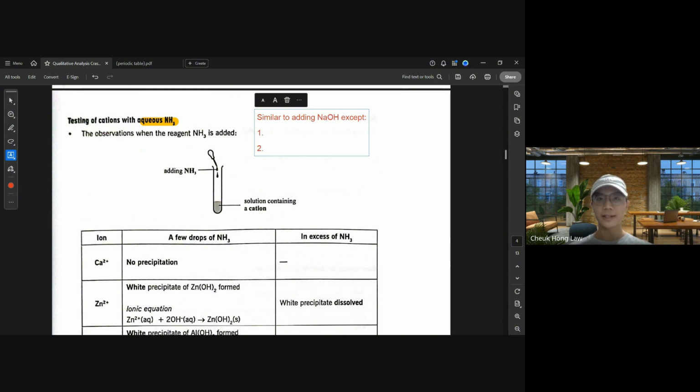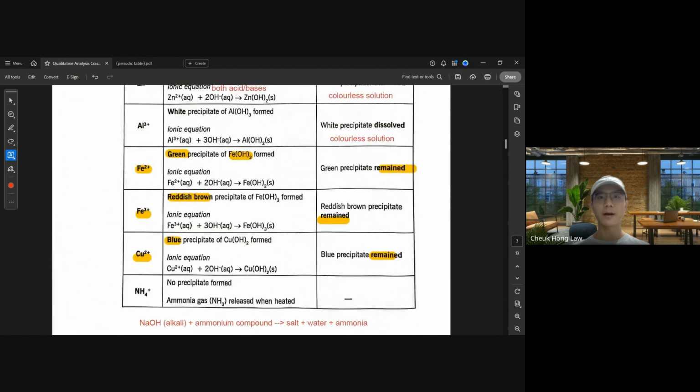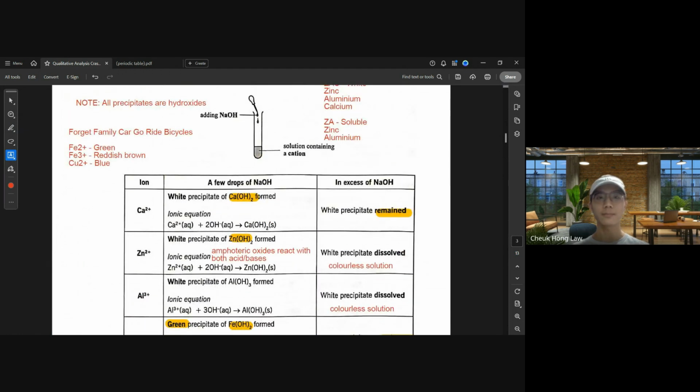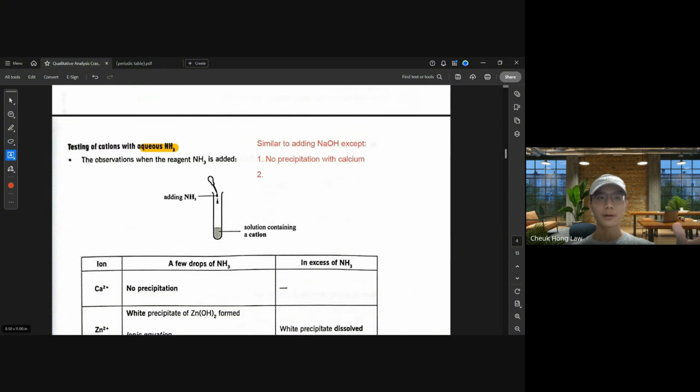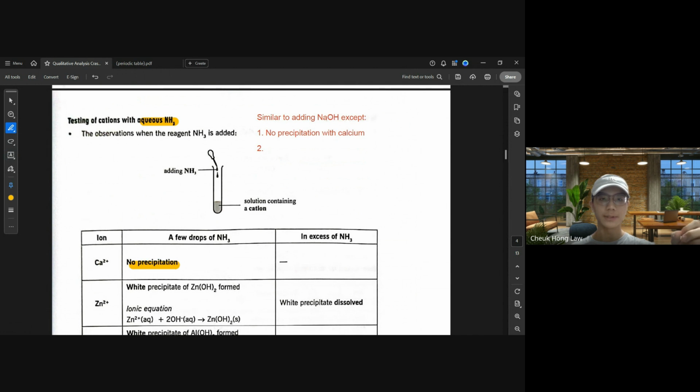The first difference is no precipitation with calcium. So previously, when you add sodium hydroxide to calcium ion, there will be a white precipitate form. But for aqueous ammonia, if you add aqueous ammonia to calcium ion, there will be no precipitation. So that's the first difference. The second difference is the solubility. So instead of ZA soluble, it will be ZC.